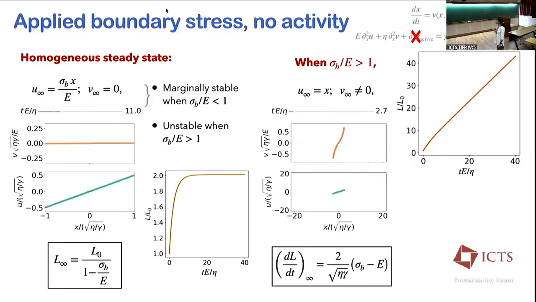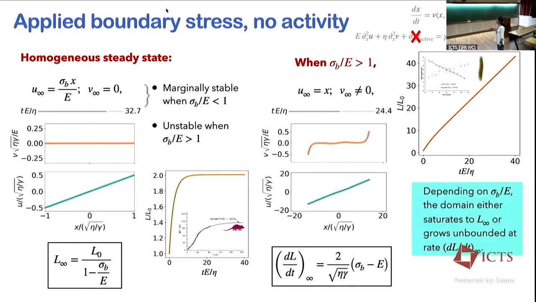So two things to note from this version of the model without activity. One is that we had a long time solid viscoelastic material, but now solved on a moving domain. And it shows this yielding kind of behavior because the constitutive laws have now become implicit in the movement of the domain. Second is that even without activity, this model shows something that reminds us of determinate, indeterminate growth, depending on the ratio of this applied boundary stress and the elasticity of the material.